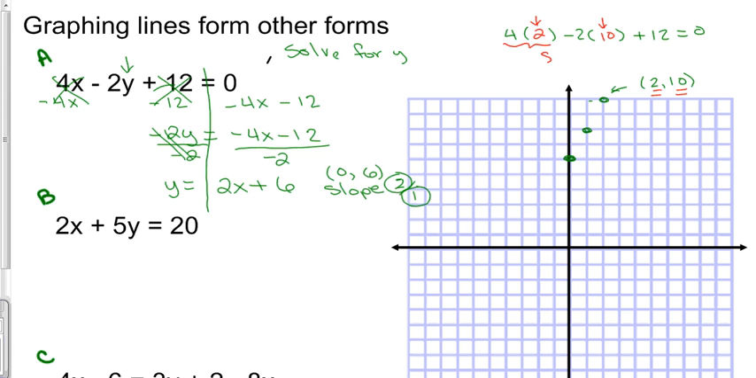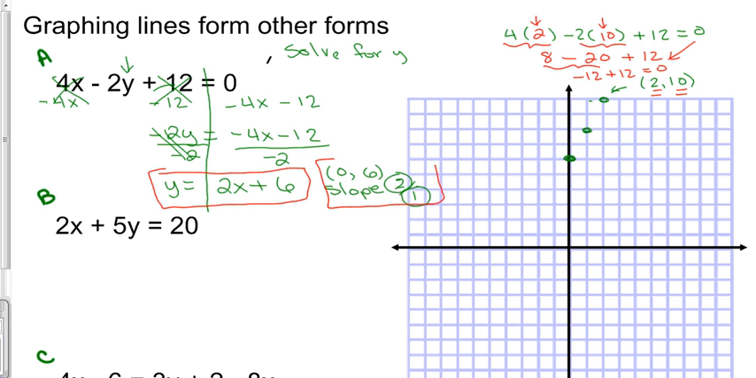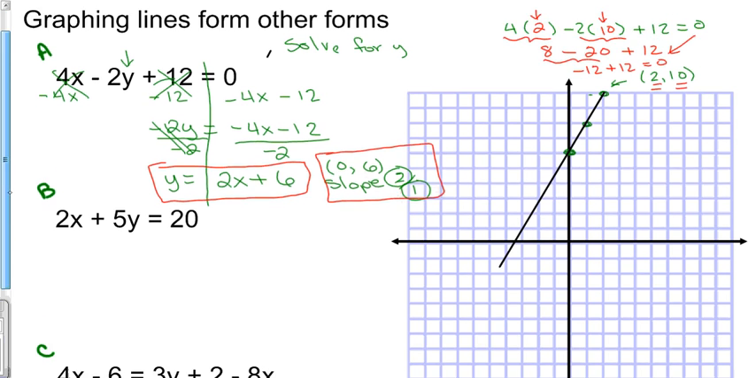So let's just check that. This is 8, this is 20, and 8 minus 20 plus 12 gets me negative 12 plus 12, which is 0. And that's what I was supposed to get. So I can see that by using my slope-intercept form and the shortcuts of the slope and the y-intercept, I got a line that gave me points making the equation true. So I know that this line is correctly graphed.